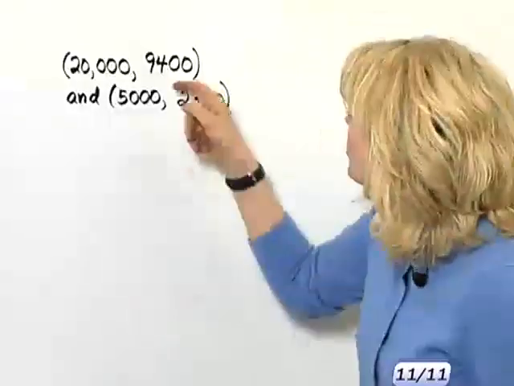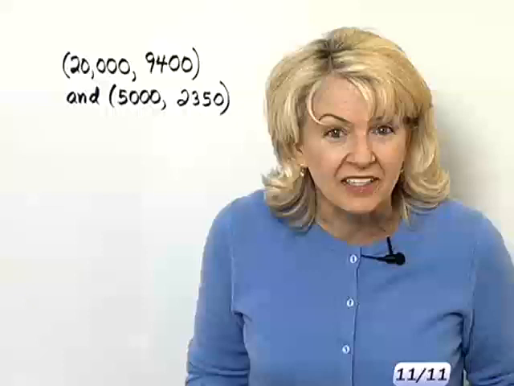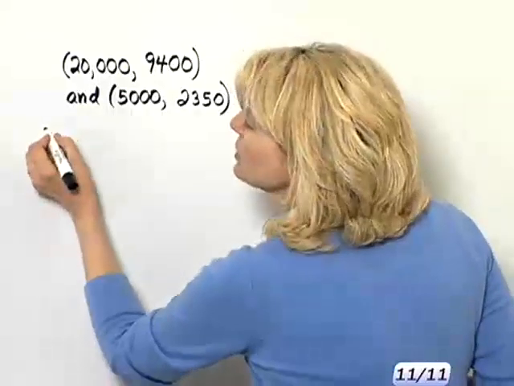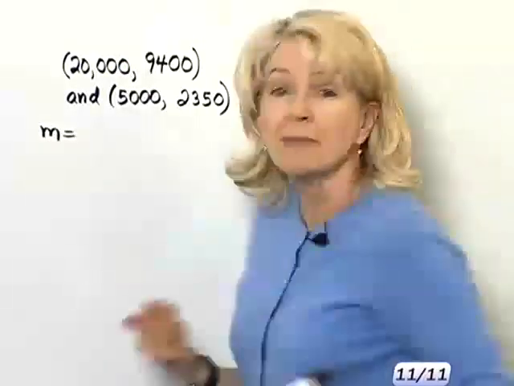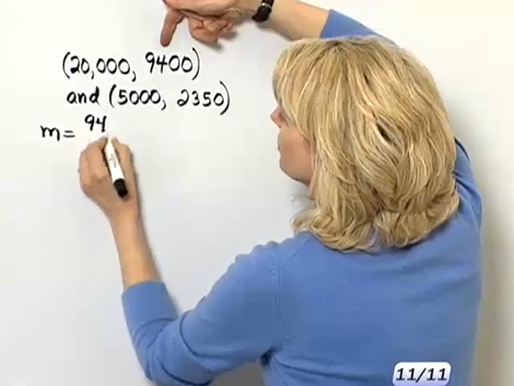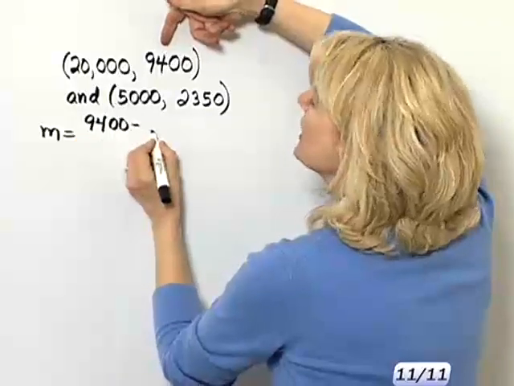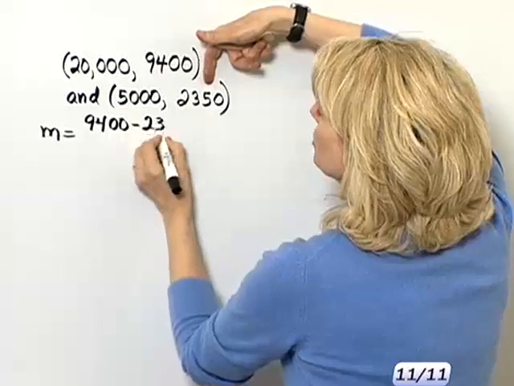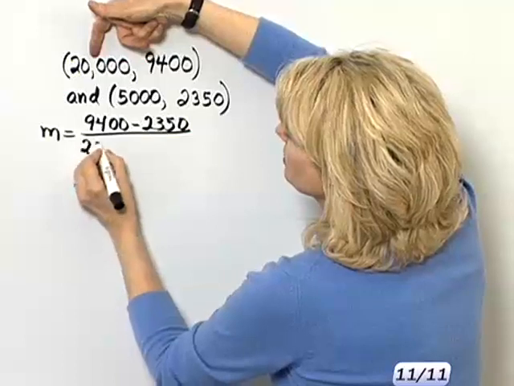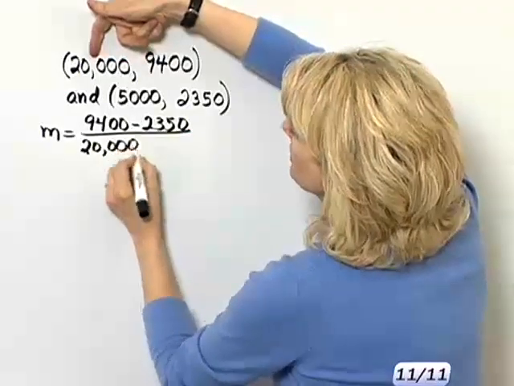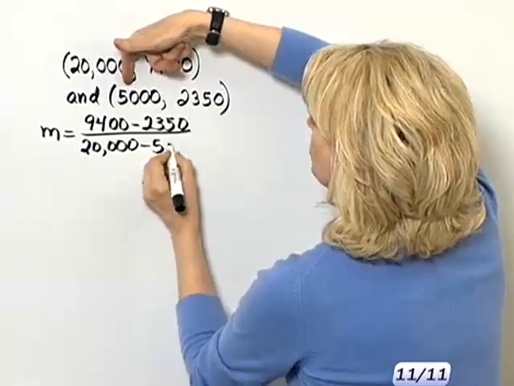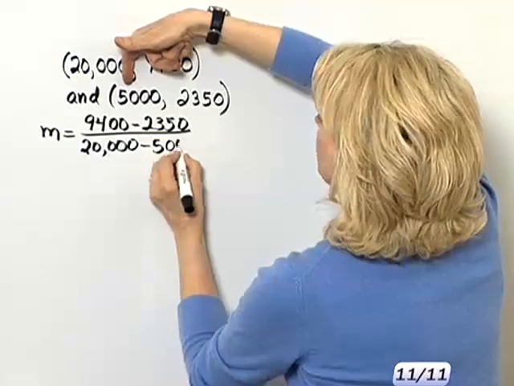So there are our 2 ordered pairs that were given. We'll find slope just as usual. How do we find slope given 2 ordered pairs? Slope is y minus y over x minus x. So y, 9,400, minus y, 2,350, over x, 20,000. Remember, x had to do with miles and y has to do with cost.